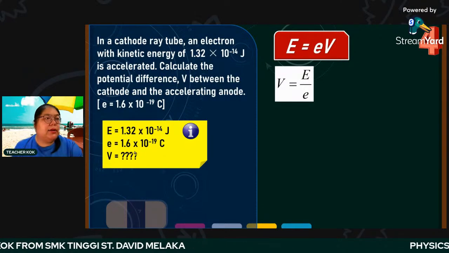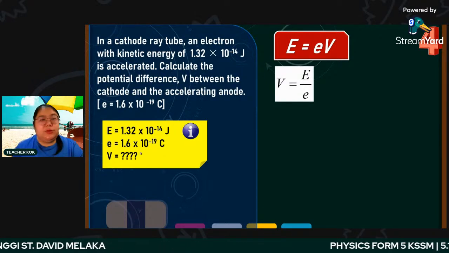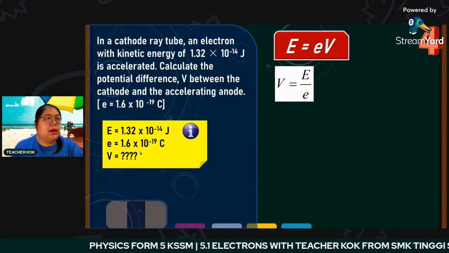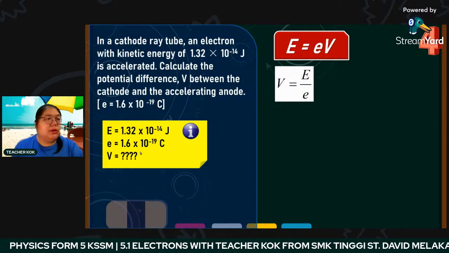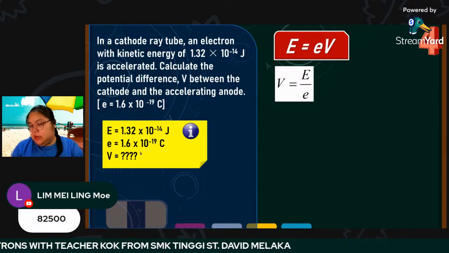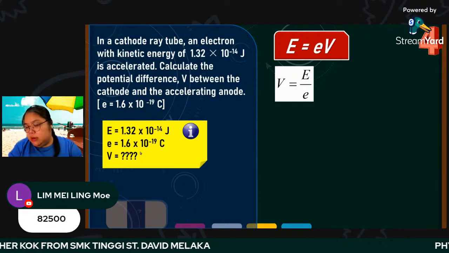Okay, on the line now is Yiru. Then we're going to see Dandridge, Esther, Ling Han, Jia Yao. Kai Xian, give me the answer. Okay, Mei Ling also give me the answer.